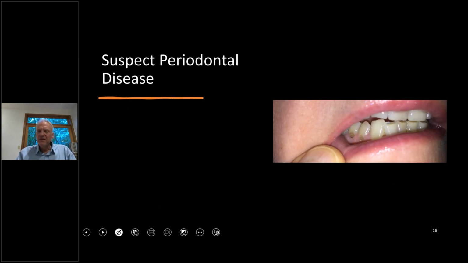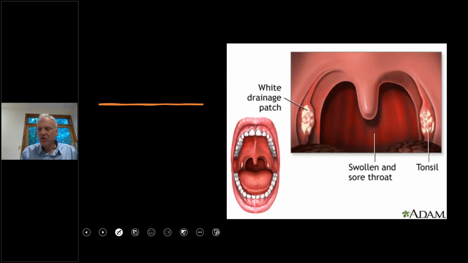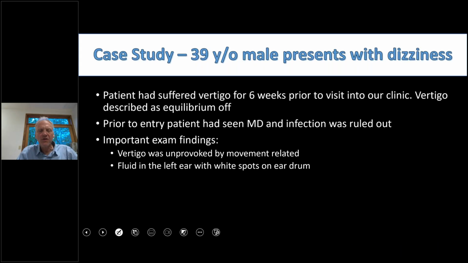All right, so here are just some places. Right here, that could be periodontal. See how that gum is receded? That could be periodontal. One of the things you can do: your tonsils, you've got white spots. White spots are white blood cells. You look in the ears, and if you have bulging, that's fluid in the ears, and so on and so forth.